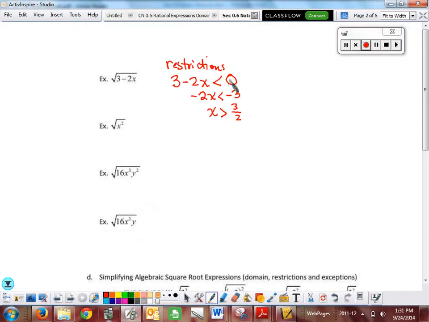So my restrictions in this problem, based on this work, are going to be parentheses 3/2 to infinity, because it's x greater than 3/2 that causes the problems. And if that's my restrictions, what is my domain? What's left after I throw away these restrictions from the real numbers? Think of it like, what's the opposite of being bigger than 3/2? Less than or equal to, so negative infinity to 3/2 with a bracket.